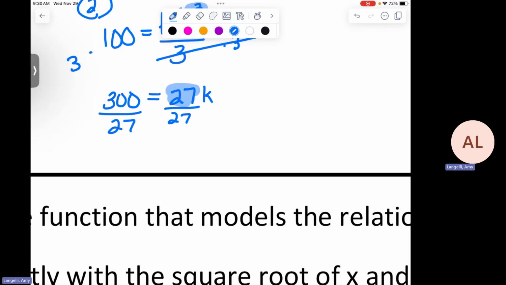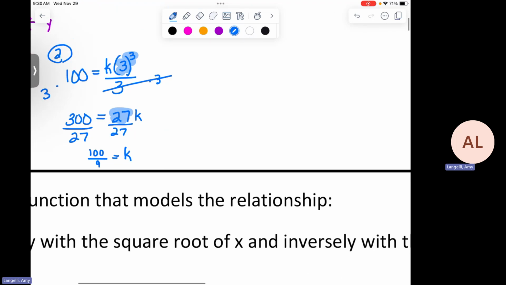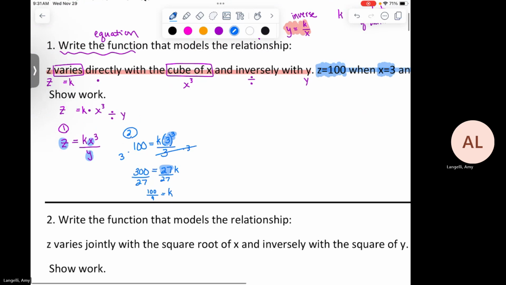Question mark 9, 10, 10 ninths. Nope, that's not right at all. That's embarrassing. 100 ninths. Thank you. Oh, I said 10 ninths. Oopsie. Silly me, the 0. So that's just K. That is not the equation.